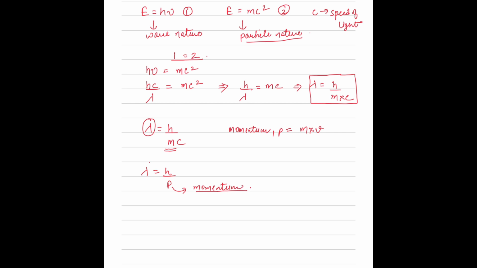This is the final equation which we have. Lambda is equal to h upon p, and here lambda is the de Broglie wavelength. This lambda is called the de Broglie wavelength.